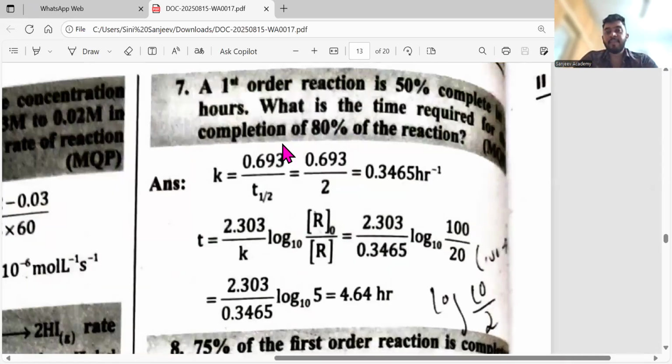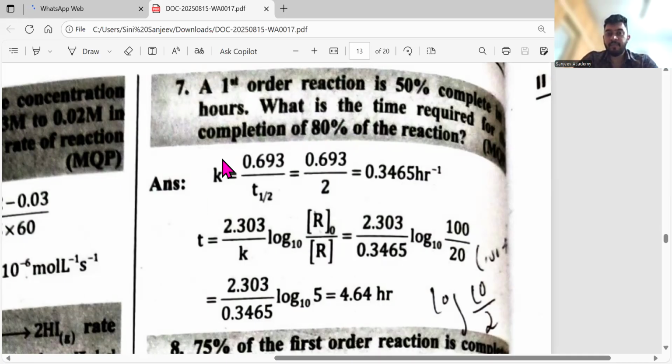See this question. A first order reaction is 50% complete in 2 hours. What is the time required for the completion of 80% of the reaction? So first, is the rate constant given? No. But what is the T half given? 2 hours. In the question it is there, it's missing here actually. 2 hours. So first find the K.